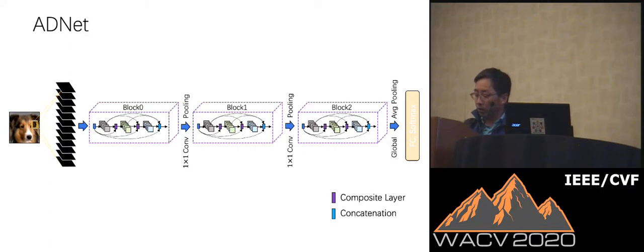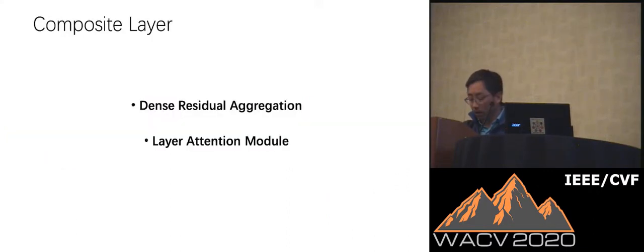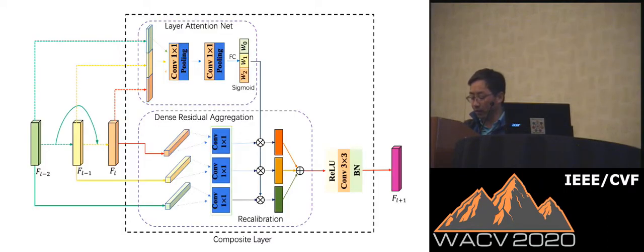This is the overall architecture of our algorithm. It consists of three dense blocks, and each dense block includes several composite layers with dense connections. The main difference between our work and the existing work is the processing of the composite layer. Our novel composite layer includes two key components. One is a dense residual aggregation, and the other is a layer attention module.